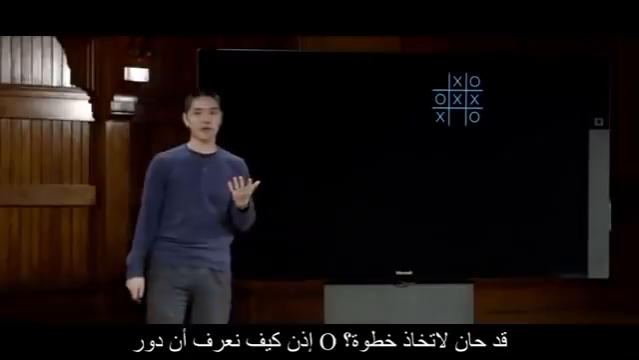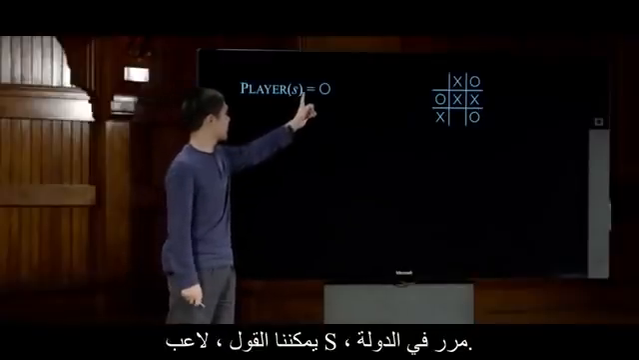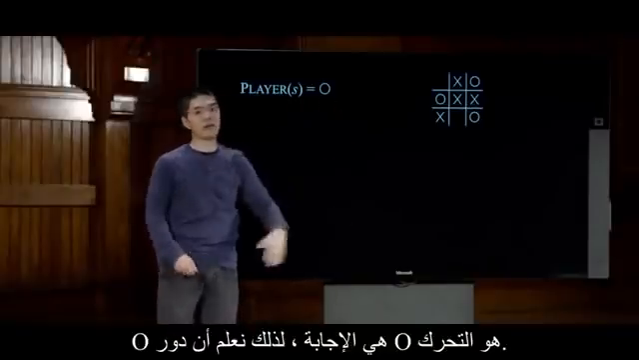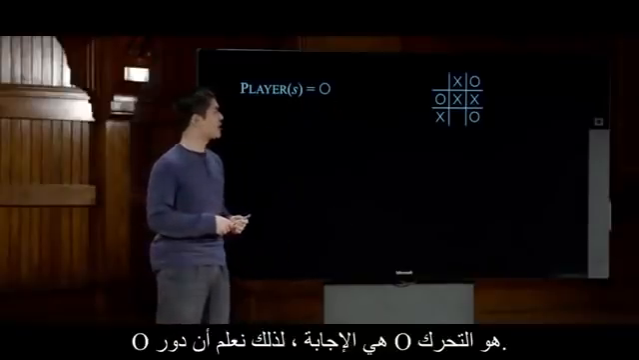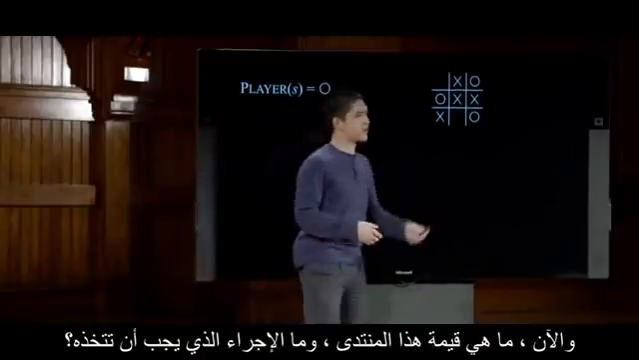So how do we know it's O's turn to make a move? We can calculate that using the player function. We can say player of s, pass in the state. O is the answer, so we know it's O's turn to move. And now, what is the value of this board, and what action should O take?